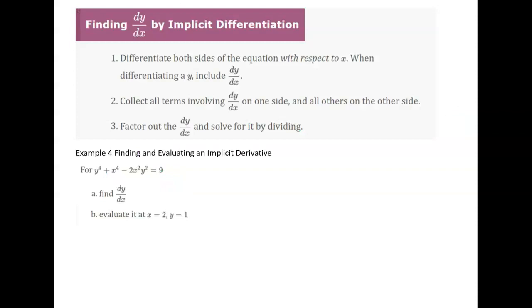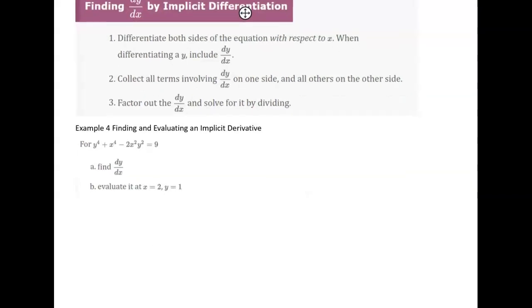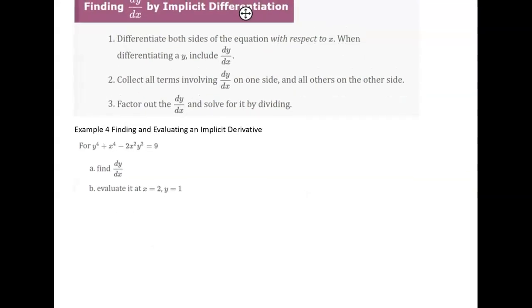So here before example 4, we have some steps to follow to find dy/dx by implicit differentiation. I'm going to go ahead and jump right into example 4a, and we will follow these steps as we work through example 4a. So in 4a, we want to find dy/dx for this equation, y to the fourth plus x to the fourth minus 2x squared y squared is equal to 9.